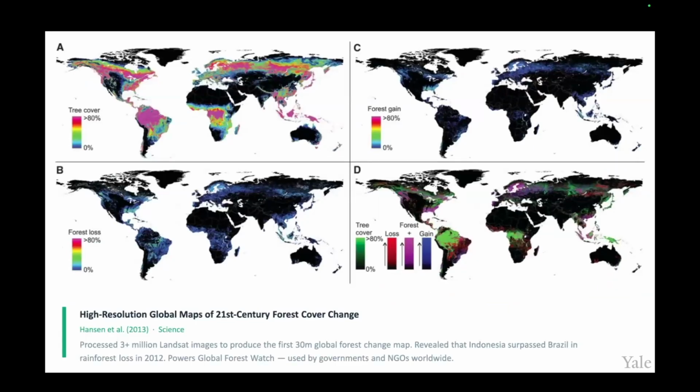This is also another few examples from key studies that used Earth Engine fairly early on. So this study from 2013, published in Science by Matt Hansen, looked at high resolution forest cover changes. They looked at the loss and change of forest at a global scale. They used the entire Landsat archive, and that's a huge advantage.